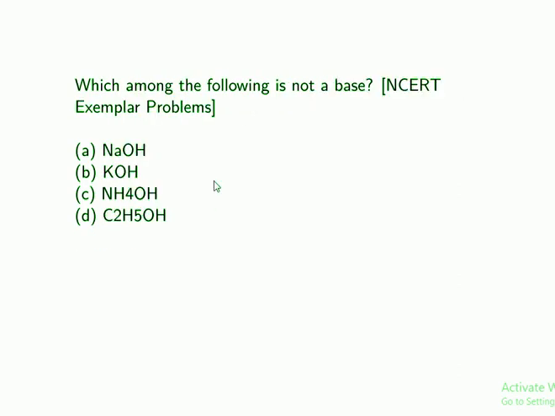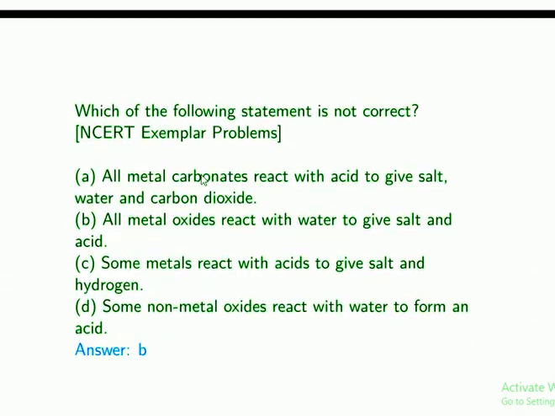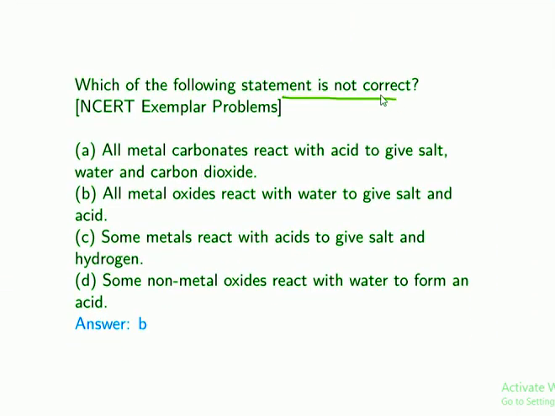Okay. Which among the following is not base? NaOH, KOH, it is a base. Potassium hydroxide is base. Sodium hydroxide is base. And NH4OH. So the answer will be C2H5OH. So this is not a base. So next question. Which of the following statements is not correct? All metal carbonates react with acid to give salt, water and carbon dioxide.